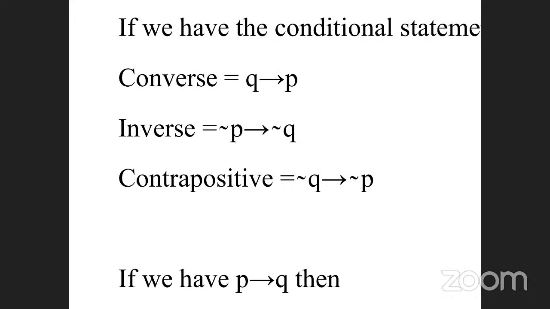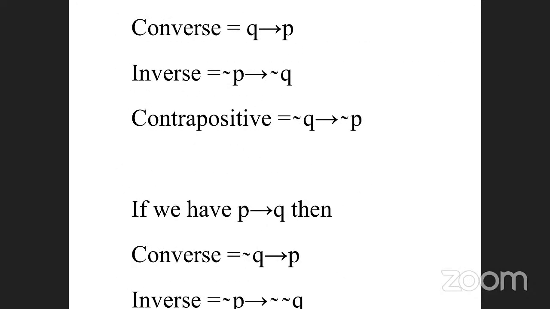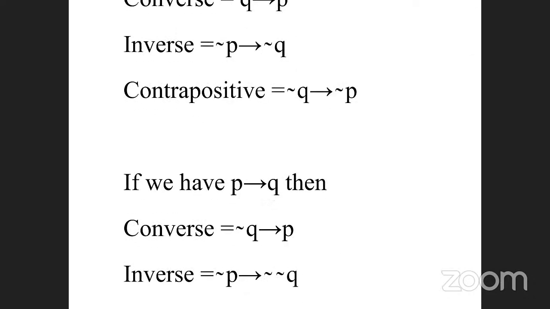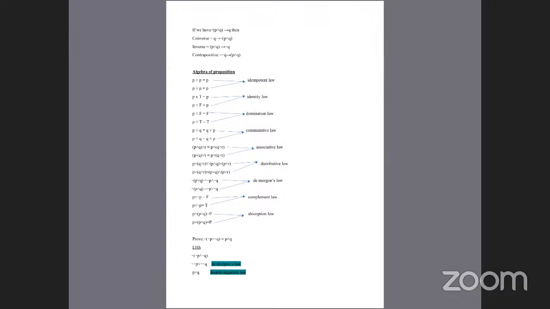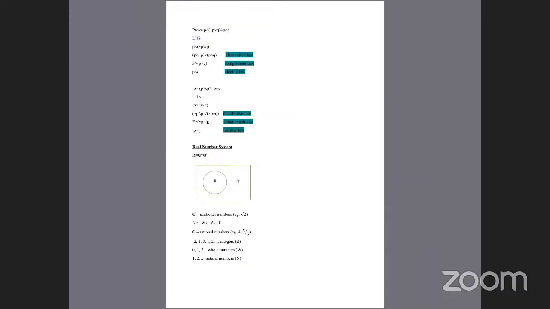Converse is where you flip the original statement. Inverse is what? You negate both of them where they are. And contrapositive is what? You flip and negate. And I told you we're going to use all these laws today. Before we start with those laws, let's do one more example to refresh ourselves, and then let's start.